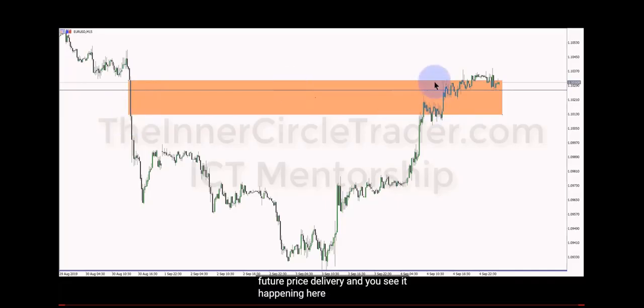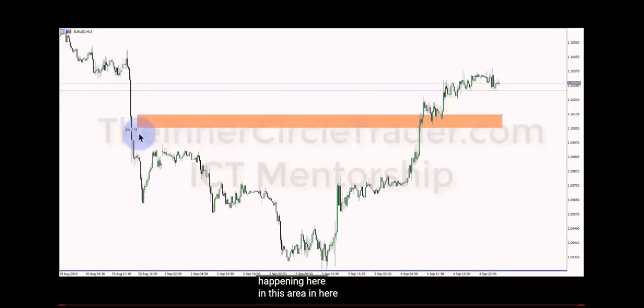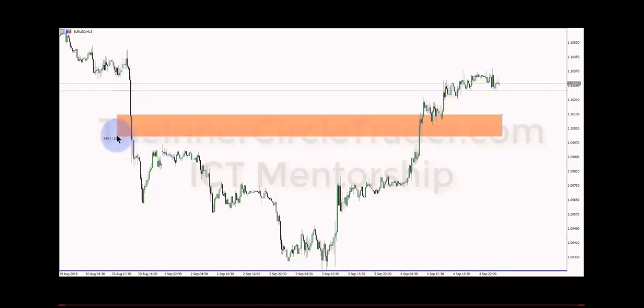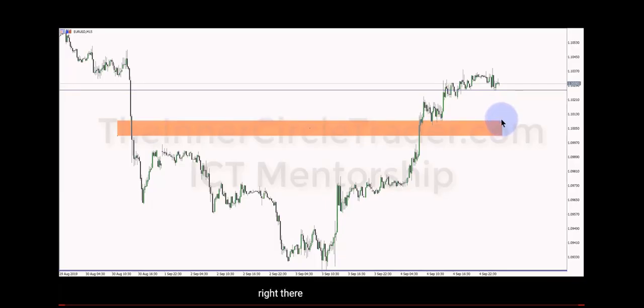And you see it happening here. In this area in here, right there, we have again another section of SIBI, sell side imbalance, buy side inefficiency. In other words, only one single candle passed between this candle's low and this candle's high. So all of this is imbalanced to the downside. The market will want to efficiently trade to the upside.